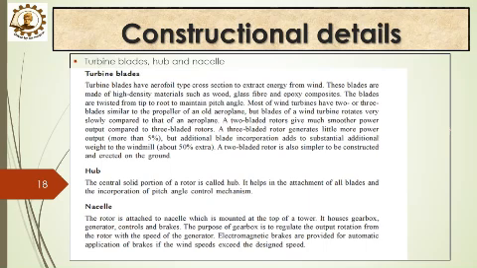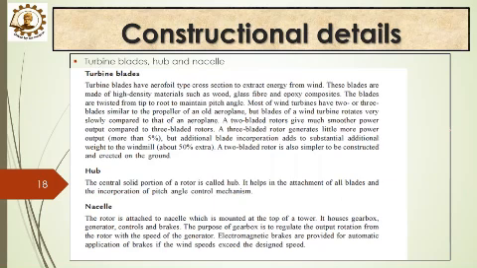Okay, now coming to the hub. The hub is the thing that carries the rotor blades. So the hub is the central solid portion of the rotor. It helps in attachment of all the blades and incorporation of the pitch angle control mechanism. Now coming to the nacelle. The rotor is attached to the nacelle, which is mounted on top of the tower. The nacelle mainly contains the gearbox, the generators, the controls, and the brakes. The purpose of the gearbox is to match the output rotation from the rotor with the speed of the generator. Electromagnetic brakes are provided for automatic application of the brakes if the wind speed exceeds the design speed.